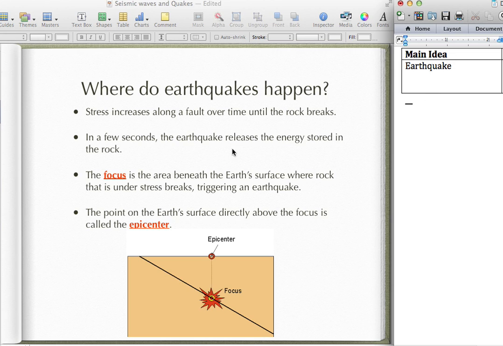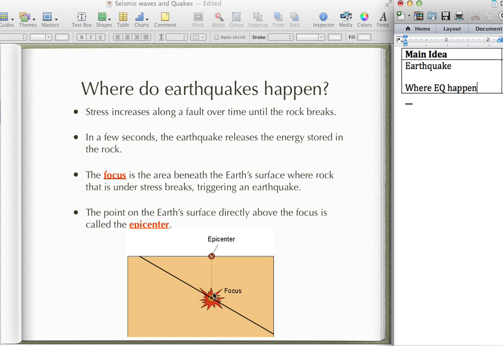Right? And so we have two places that we define as locations that are important for an earthquake. So we can say where earthquakes happen. The focus is the area underground beneath the Earth's surface. And so this is where the actual earthquake starts, is at the focus. Right, so this diagonal line here represents a fault. The focus is where the earthquake happens. Right? And I remember that a focus is underground because focus has a U in it. So focus has a U for underground.